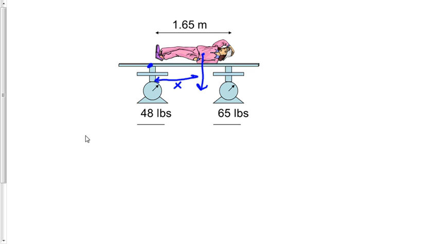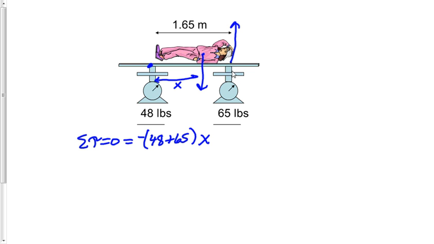So let's get started. We'll say the sum of all torque equals 0. Well, we know the total weight of the person is going to then be 48 plus 65. And then all of that weight looks like it comes from that place there, which we've labeled an x distance from the balance, or from that left scale there. And that'll be a negative torque because that's going in the clockwise direction.